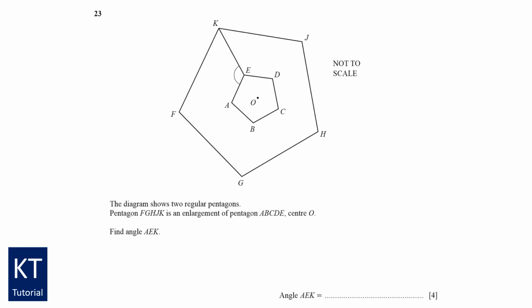Question 23. The diagram shows two regular pentagons. Pentagon FGHJK is an enlargement of the pentagon ABCDE, center O. Find angle AEK. First, we identify the internal angle of a pentagon, which in this case is 108 degrees. Next, the angle AEK is simply half of the difference between 360 degrees and 108 degrees.